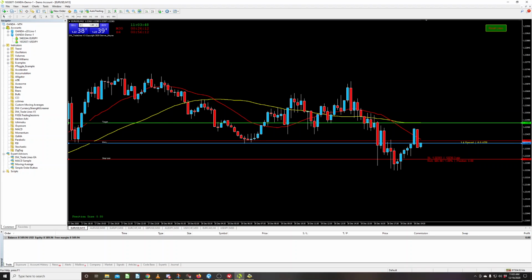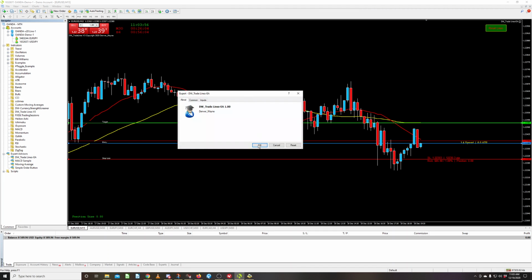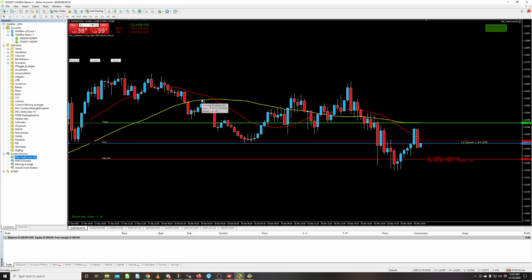That's the indicator. Now, if I bring this EA, DW trade lines dash EA, onto the screen, there's nothing really to input here. I get 3 buttons. One for a market entry, one for a limit entry, one for a stop entry. I don't like these buttons. I'm going to change them. I don't like the way they look, but they're functional. So I can show you how this works.